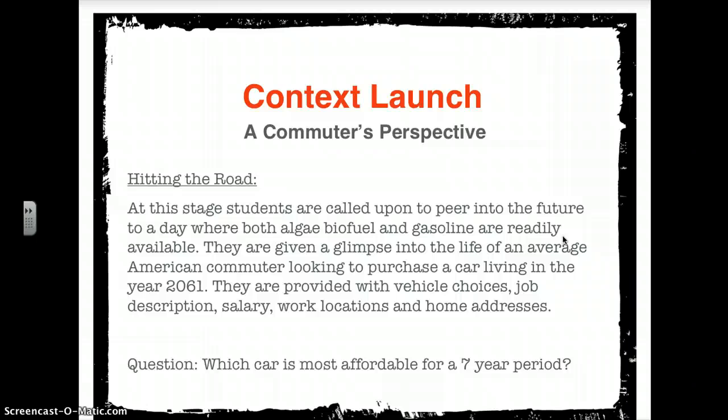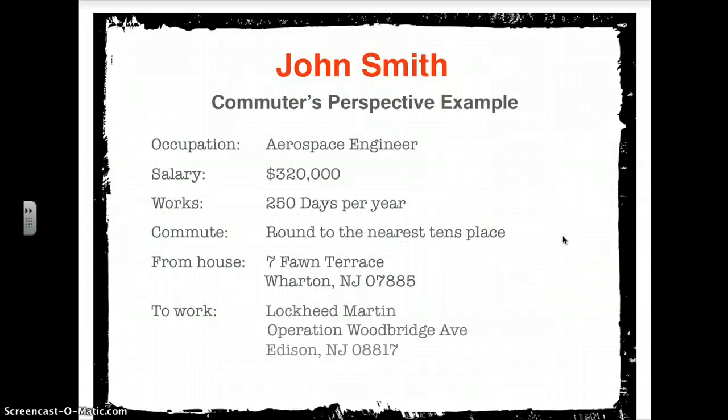At this stage, students are called upon to peer into the future to a day where both algae biofuel and gasoline are readily available. They are given a glimpse into the life of an average American commuter looking to purchase a car in the year 2061. They are provided with vehicle choices, job descriptions, salaries, work locations, and home addresses. And the question is, which car is most affordable for a 7-year period? Later on, we'll pose more questions such as, at what amount of time does it make sense to have one car over another? So we start with giving them their perspective from the commuter.